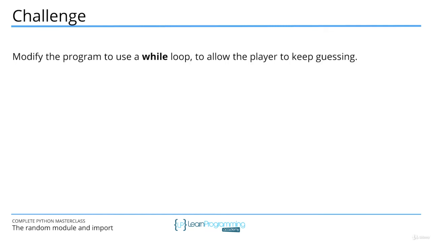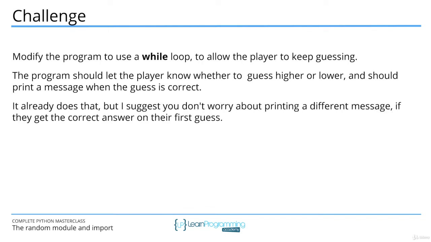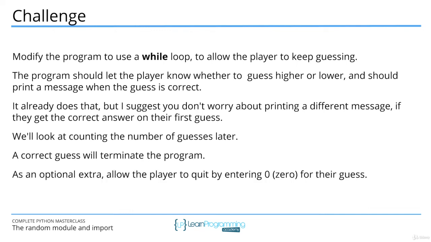So the challenge is to modify the program to use a while loop to allow the player to keep guessing. The program should let the player know whether to guess higher or lower and should print a message when the guess is correct. Now it already does that, but I suggest you don't worry about printing a different message if they get the correct answer on their first guess. We'll look at counting the number of guesses later. A correct guess will terminate the program. Now as an optional extra, allow the player to quit by entering 0 for their guess.